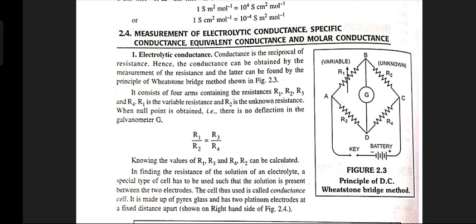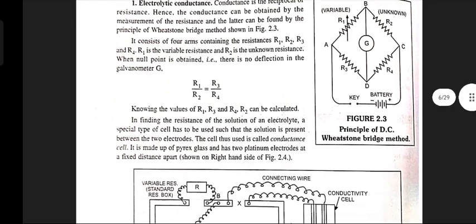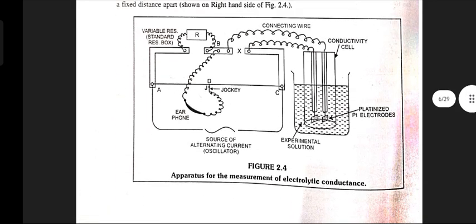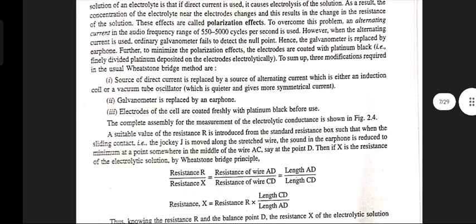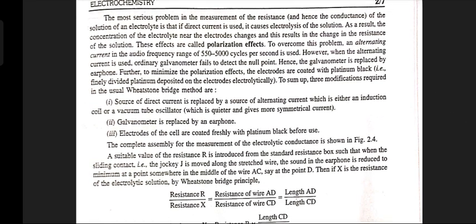Electrolytic conductance. Conductance is the reciprocal of resistance, hence the conductance can be obtained by the measurement of the resistance, which can be found by the principle of Wheatstone bridge as shown in figure 2.3. The most serious problem in the measurement of resistance of the solution of an electrolyte is that direct current is used. It causes electrolysis of the solution. As a result, the concentration of electrolyte near the electrode changes and this results in a change in the resistance of the solution. These effects are known as polarization effects.